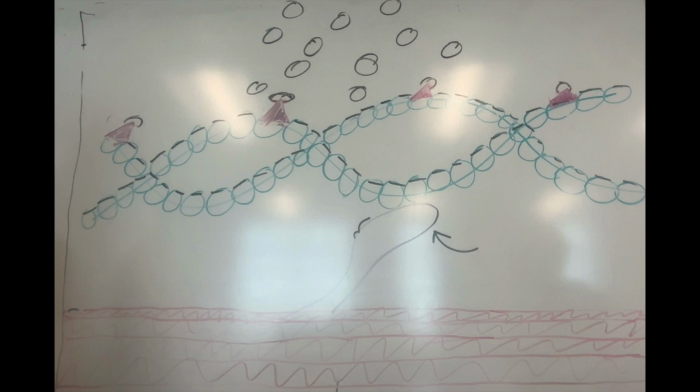Next, with tropomyosin out of the way, the actin binding site is exposed to the myosin head, which is shown with the purple protrusion coming from the red myosin. From there, it can bind to the actin filament.